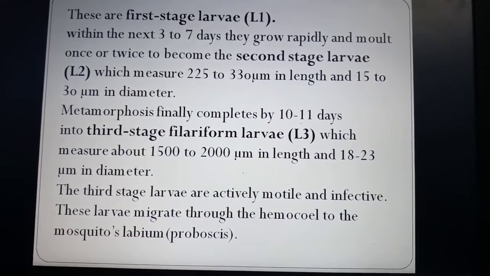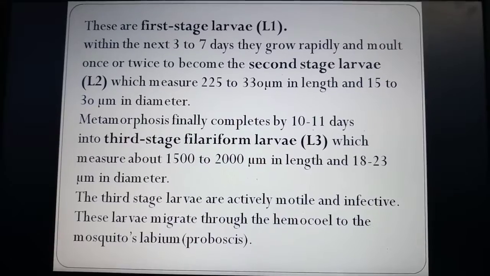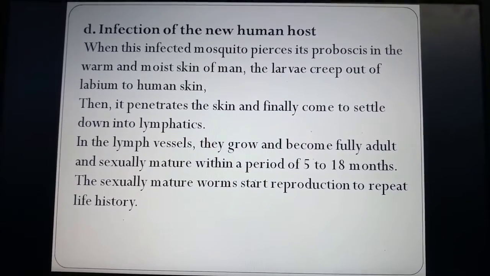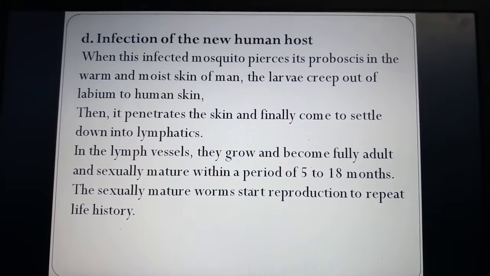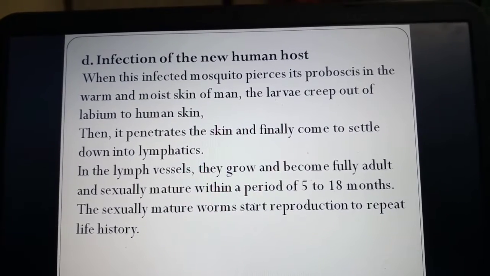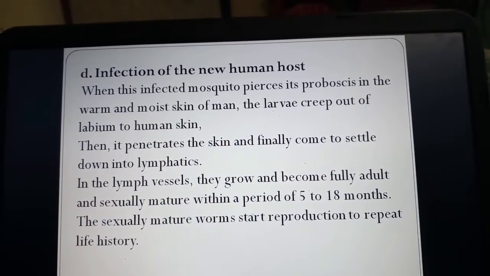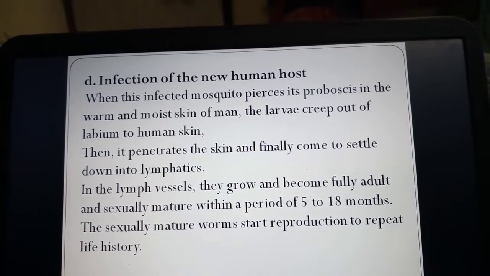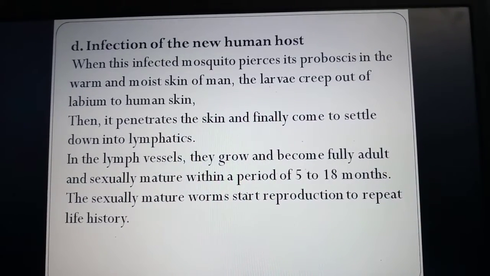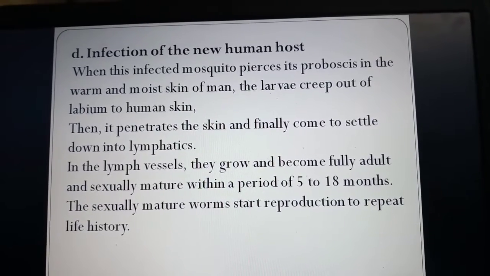The third stage larvae are actively motile and infective. These larvae migrate through the hemocoel to the mosquito's labium, proboscis. Infection of the new human host. When these infected mosquitoes feed on the warm and moist skin of man, the larvae creep out of the labium onto the human skin. Then it penetrates the skin and finally comes to settle down into lymphatics.